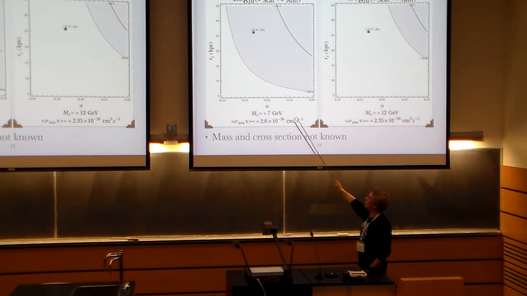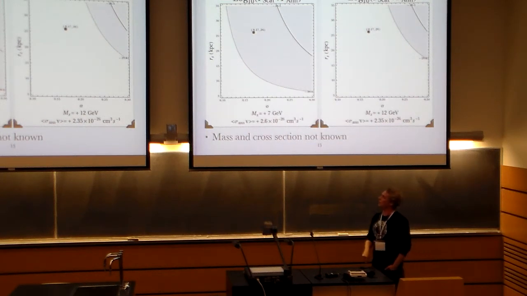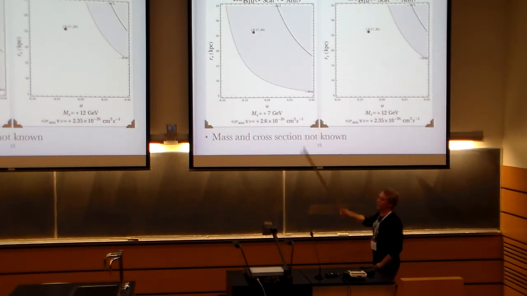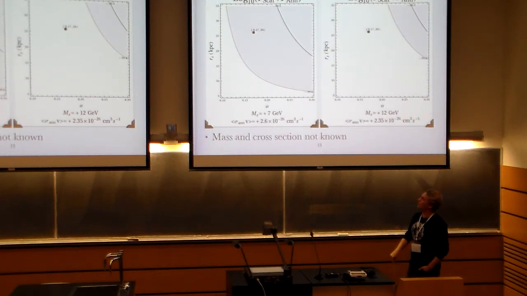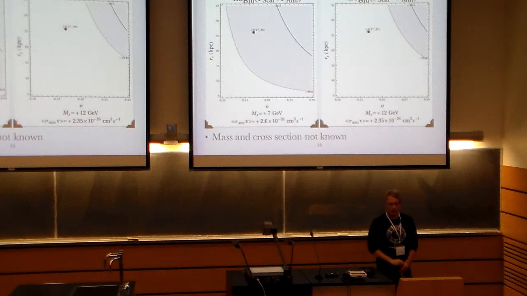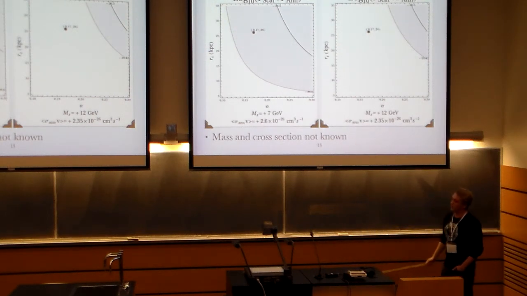This graph here is for matter with a mass of 7 GeV and a cross section of 2.6 times 10 to the negative 26 centimeters cubed per second. Essentially, with a lower mass, it pushes it into quite a constrained region. Whereas if you were to look at a higher mass, it looks more like it would with just P scattered. As I said, the mass and the cross section aren't exactly known, so these are just values that we were testing.